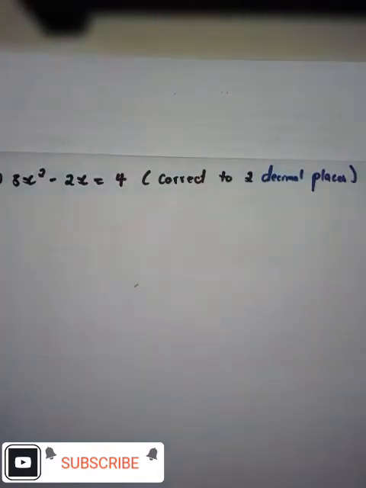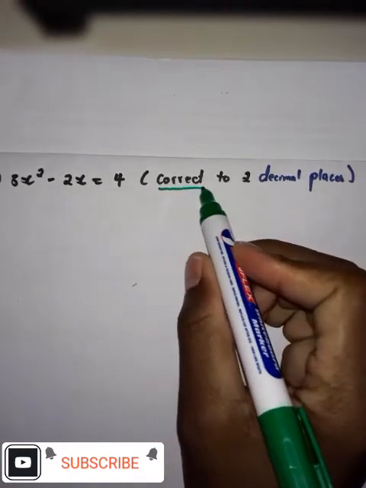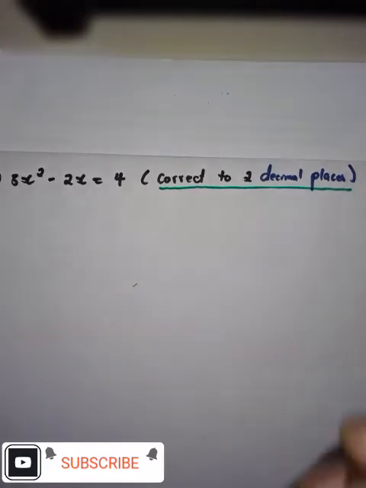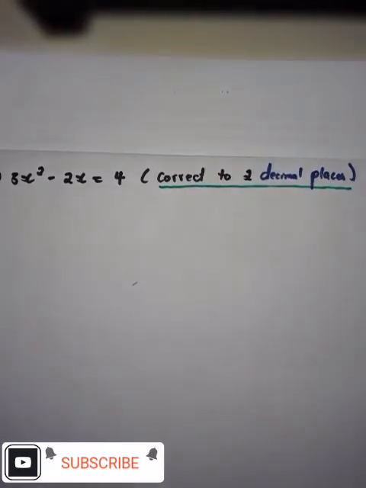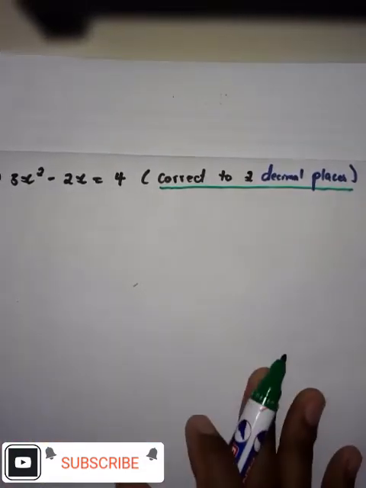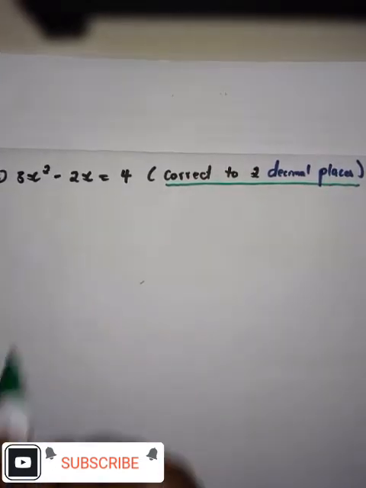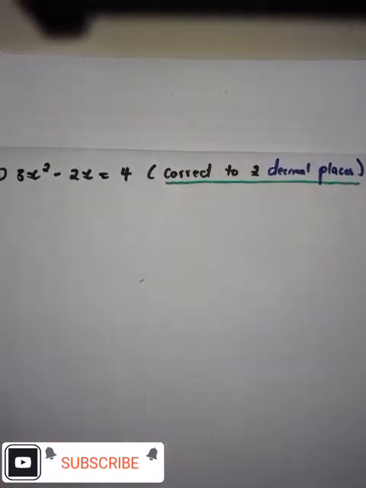Okay, so the next question, we have to solve for x also, but this time they're saying you have to solve for x correct to 2 decimal places. If they give you a paper and they say this, they've already told you something about the answer. If they say correct to 2 decimal places, there's no way you can solve for x by factorizing this. There we have no factors actually.